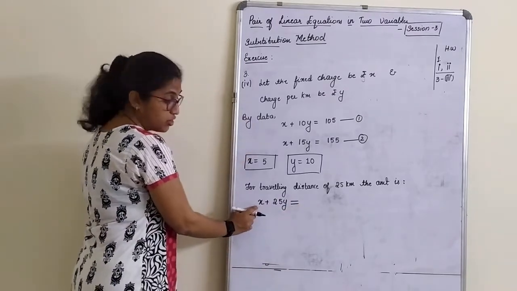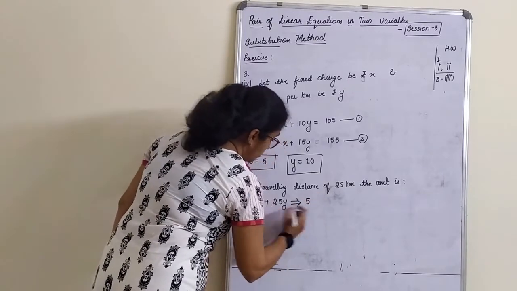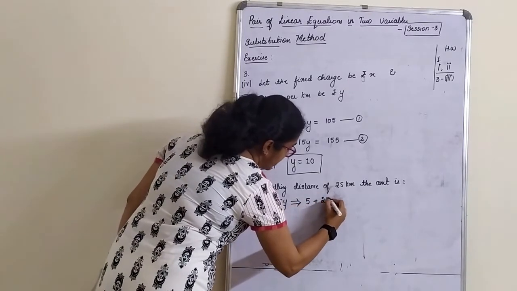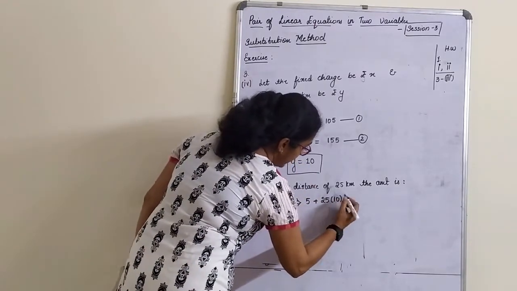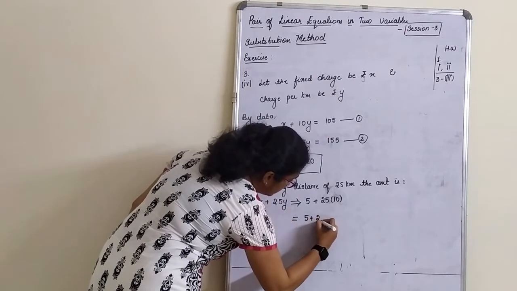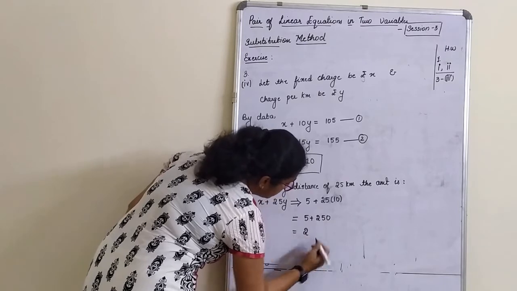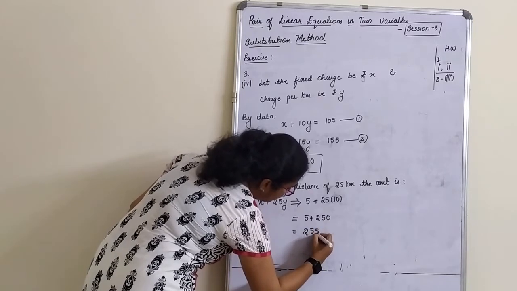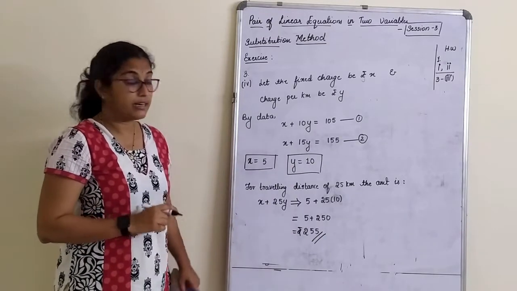What is this fixed charge? How much did we get? 5, plus 25 into what is the charge per kilometer, 10. So that is nothing but 5 plus 250. So he needs to pay 255 rupees. Is this very clear?